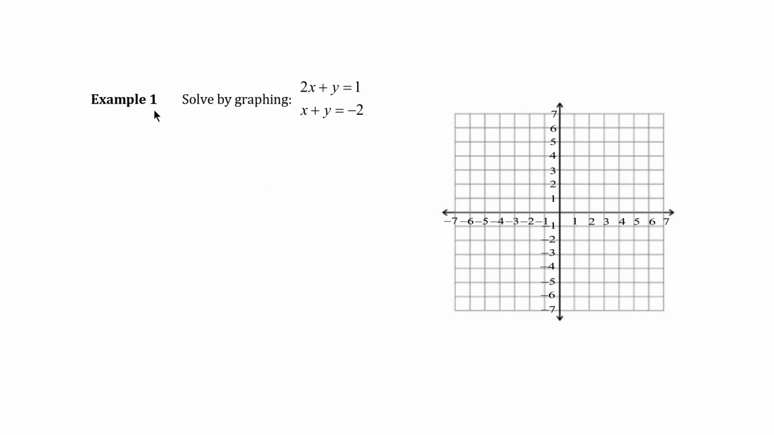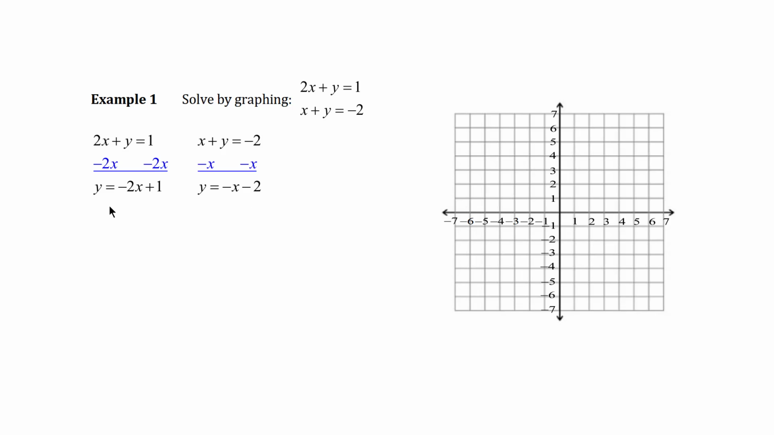For example number 1, solve by graphing. First, we have the equation 2x + y = 1, and the second equation, x + y = -2. To graph these equations, we're going to first put them in slope-intercept form. Starting with the first equation, 2x + y = 1, I'm going to subtract 2x from both sides of the equation. After doing the subtraction, we get y = -2x + 1. For the second equation, x + y = -2, we go ahead and subtract x from both sides. We get y = -x - 2.